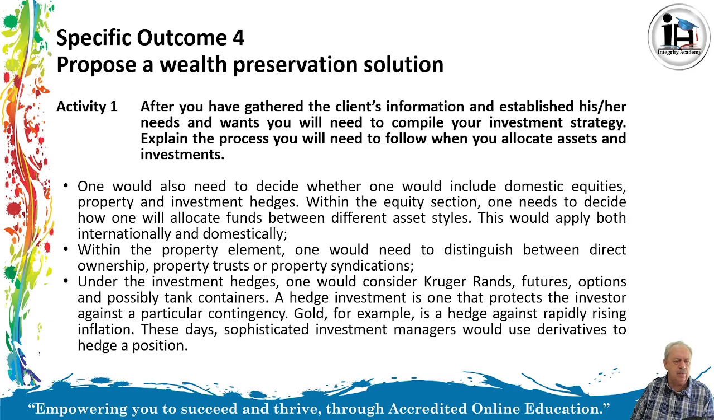One would also need to decide whether one would include domestic equities, property, and investment hedges. Within the equity section, one needs to decide how one will allocate funds between different asset styles, and this would apply both to international and domestically funded investments. Within the property element, one would need to distinguish between direct ownership, that's where you own a property, or property trusts or property syndications. Under the investment hedges, one would consider Kruger rands, futures, options, and possibly tank containers.